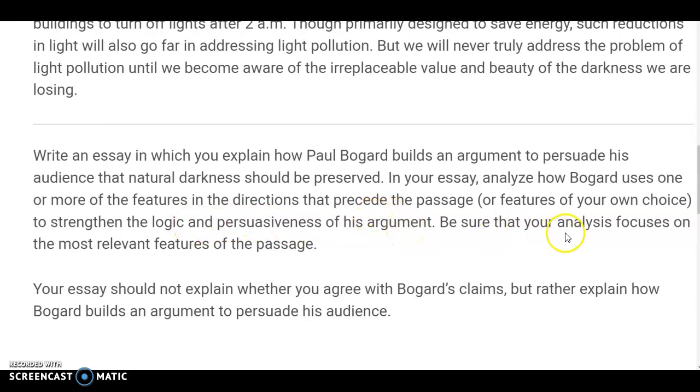Be sure that your analysis focuses on the most relevant features of the passage. Okay, and look at this part right here. Your essay should not explain whether you agree with Paul Bogard's claims, but rather explain how Bogard builds an argument to persuade his audience. So how did Paul Bogard build an argument to persuade his audience with rhetorical devices? Once again, they don't care.